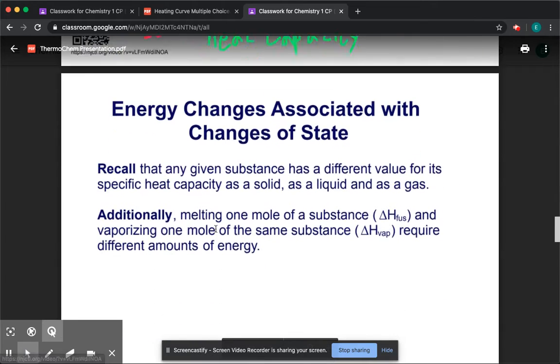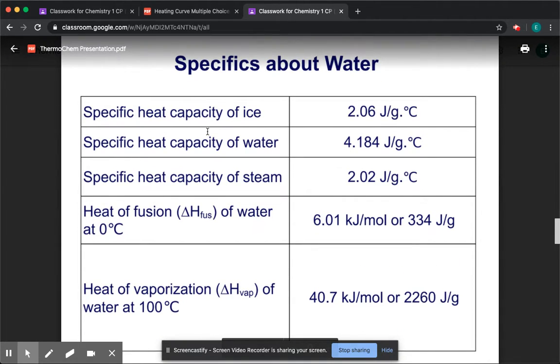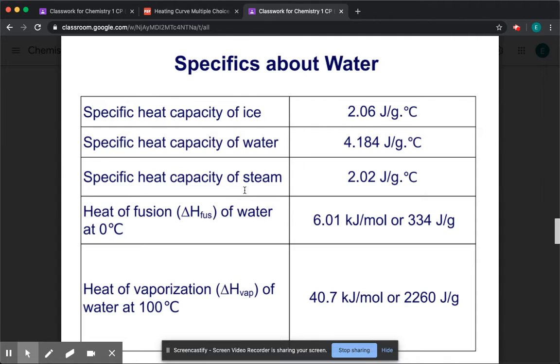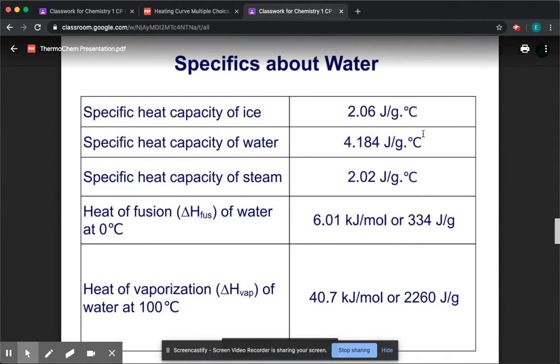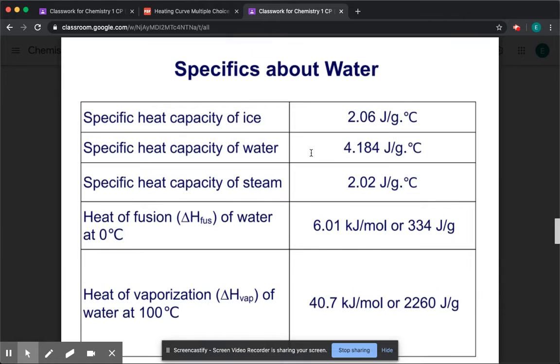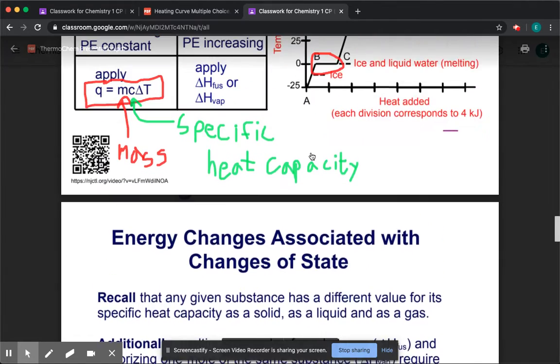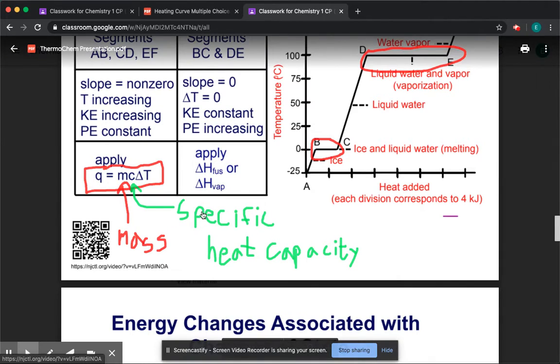And if we go to this table that's in here, we have the heat capacity for ice, liquid water, and steam. And as you can see, liquid water is the highest. So out of all the states water can be in, when it's in the liquid form, it takes the most energy to heat it up. So that's specific heat capacity.